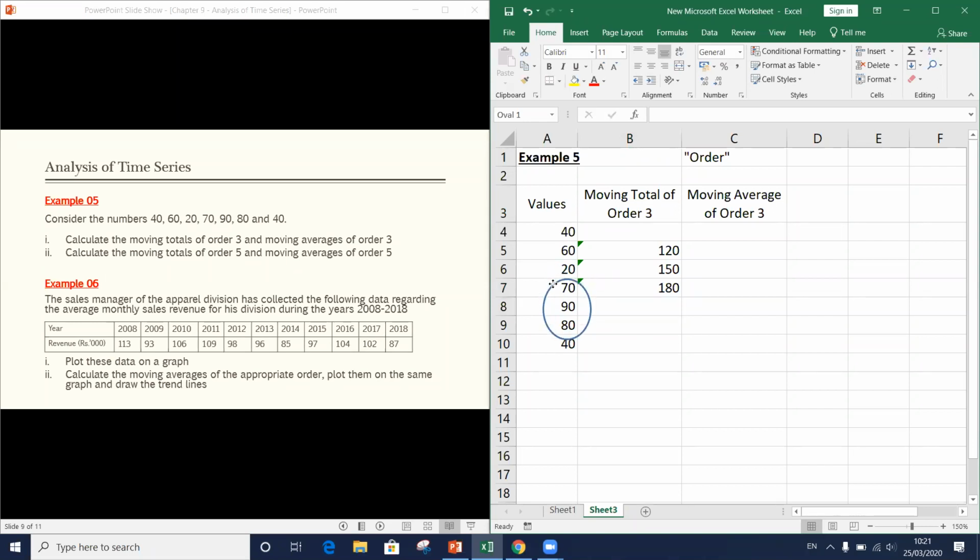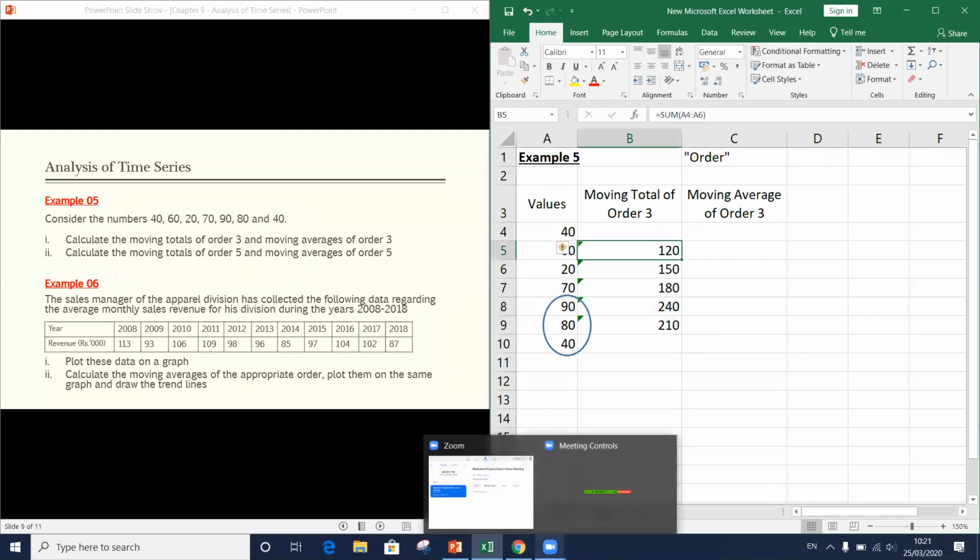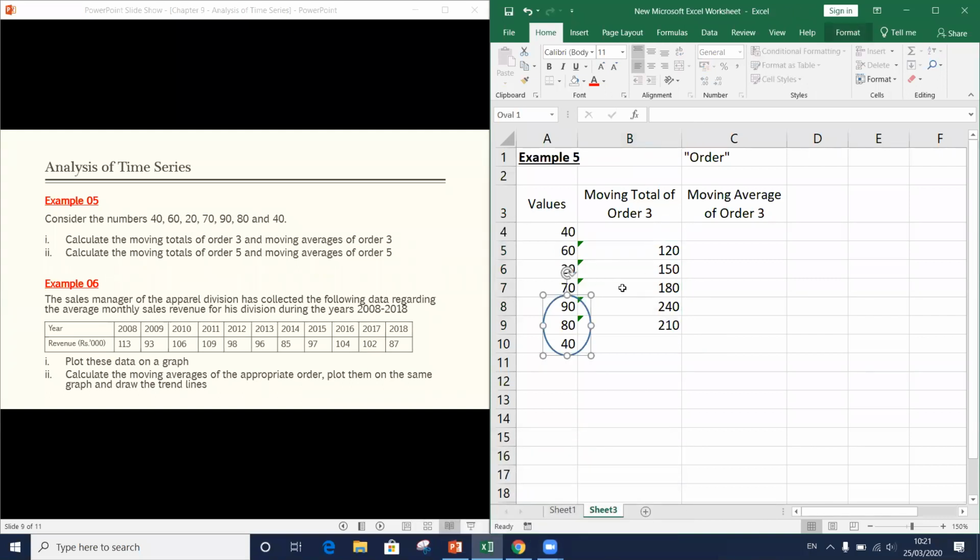Then again one step. Now what is the total? It should be 240, right? And then again, if we go for the last step, the total should be 210, 90 plus 80 plus 40. So that is how we can take the moving totals. Clear? Yes, sir. Clear. Okay, Sanjula, clear? Clear, sir. Right.